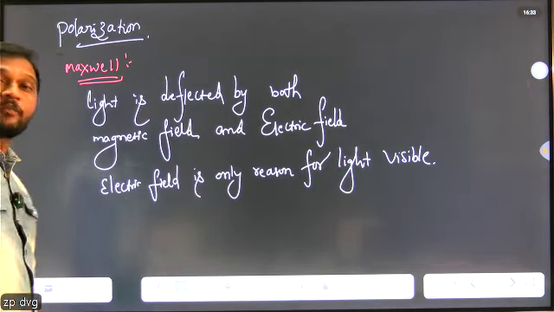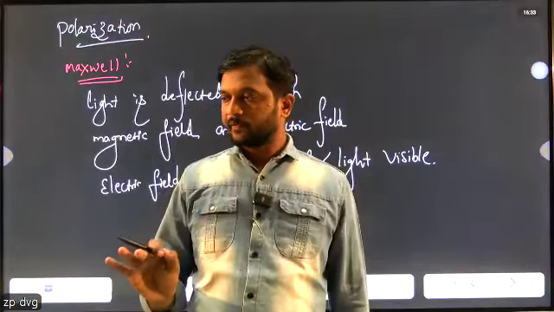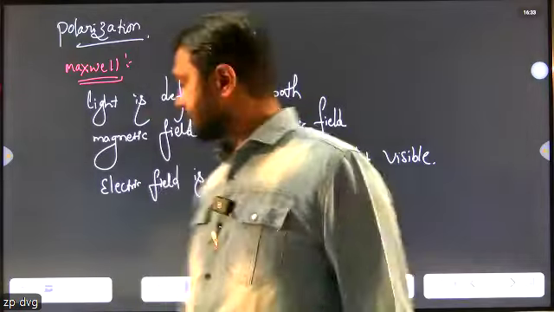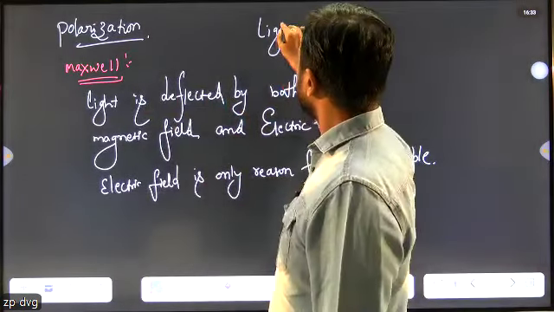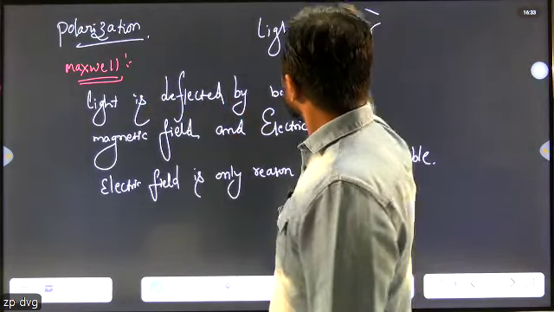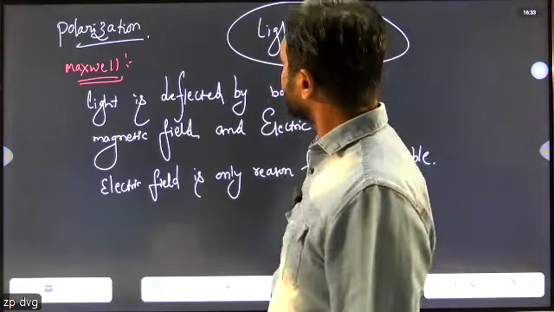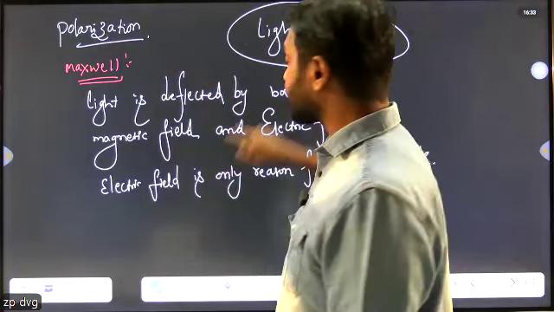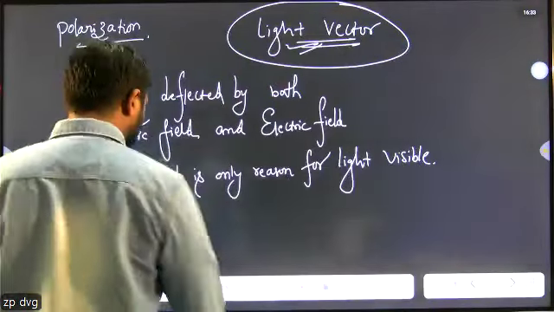But the electric field vibrates in a plane perpendicular. See, electric field is a vector quantity. That's why light is also a vector quantity. That's why it is called the light vector. This concept is used in polarization. So light is deflected by both electric and magnetic fields. Electric field is deflected by, that is nothing but unpolarized light.